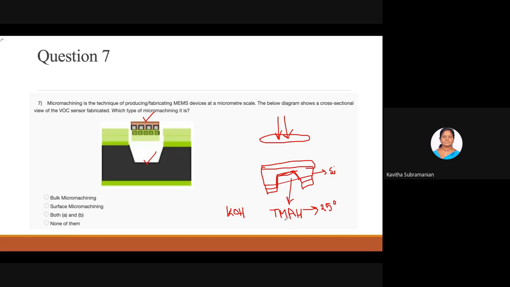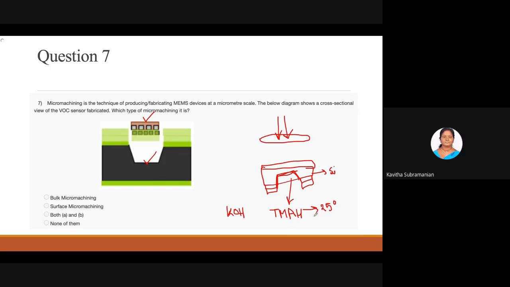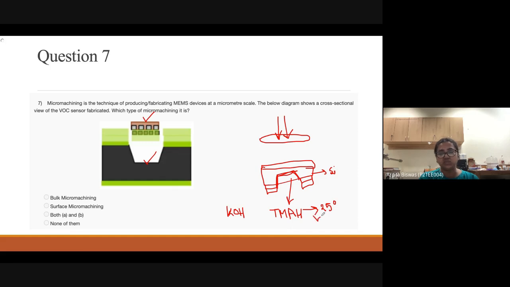KOH, ma'am. No, it is not KOH. KOH requires a higher temperature, 80 degrees, and the surface is rough. We can fabricate at room temperature, and it also prepares a smooth surface. So the TMAH process they have used. We can use both processes but more favorable is TMAH. So the right option is both A and B.